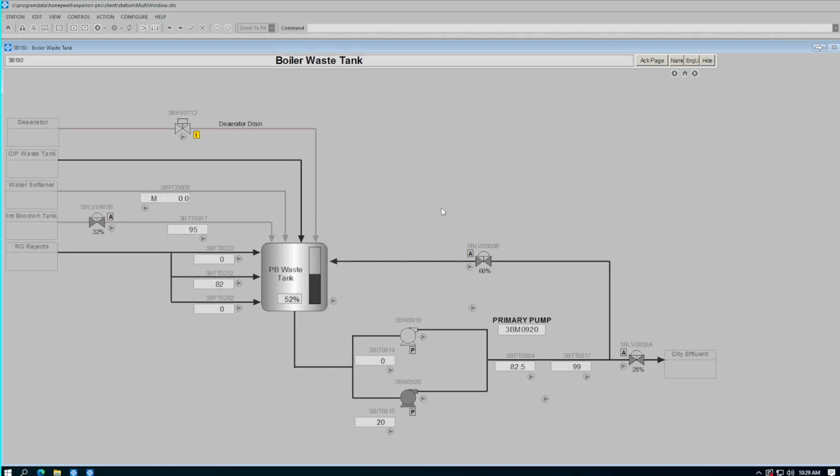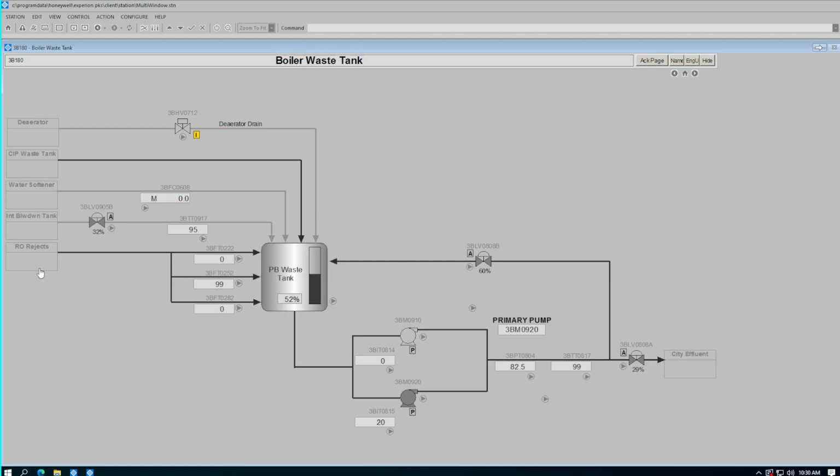Hello. Well, now let's talk about the boiler waste tank. This is where all the wastewater goes from the boiler building. The packaged boiler waste tank collects 4 wastewater streams that are generated during plant operation.